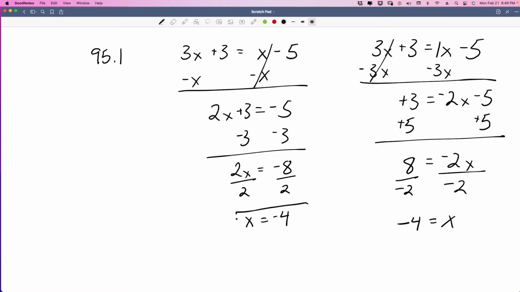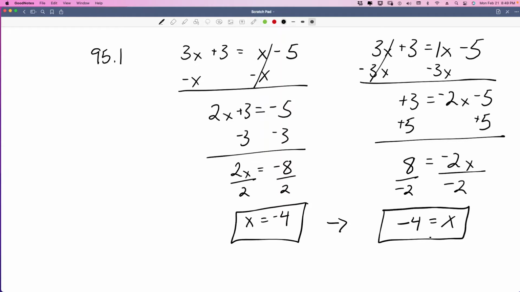So I get the same answer regardless of which way I move my variable. So it doesn't matter. You can take the x from this side or the variable from the right, move it to the left, or you can take it from the left and move it to the right. You're going to get the same answer either way.